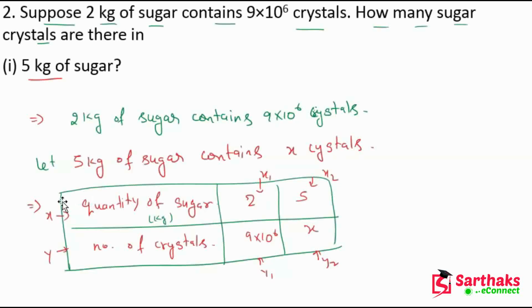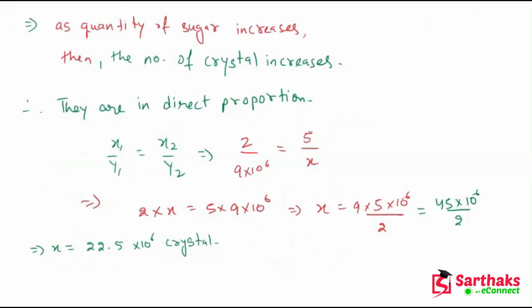So we can say that if quantity of sugar is 5, then the number of crystals is 22.5 into 10 raised to power 6. So this is the answer of this question.